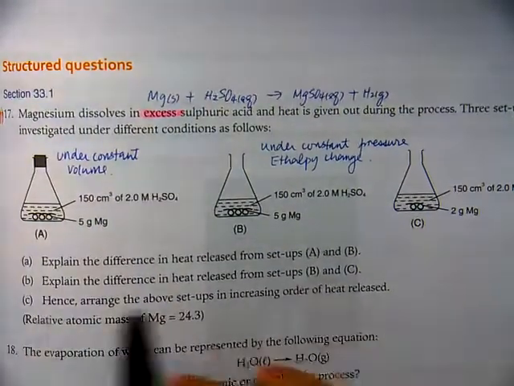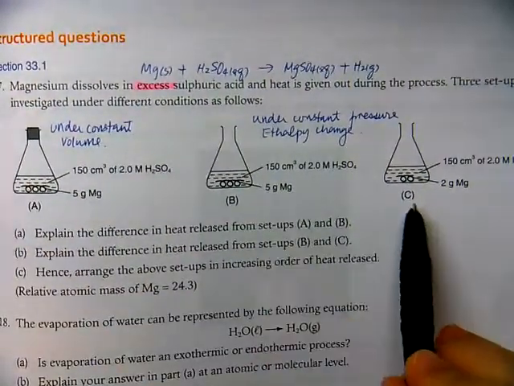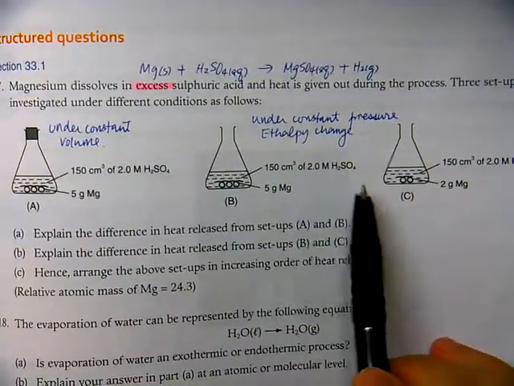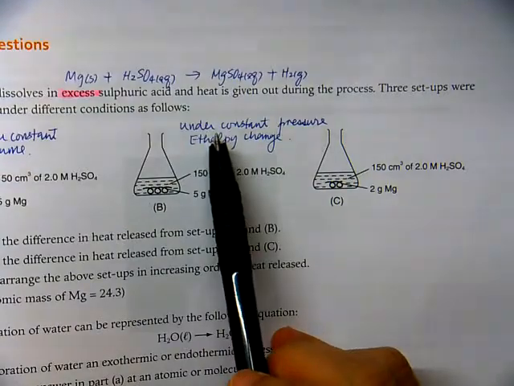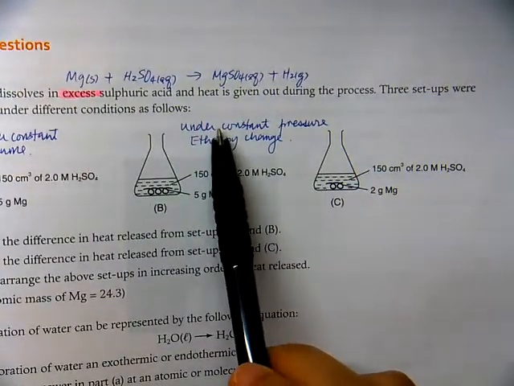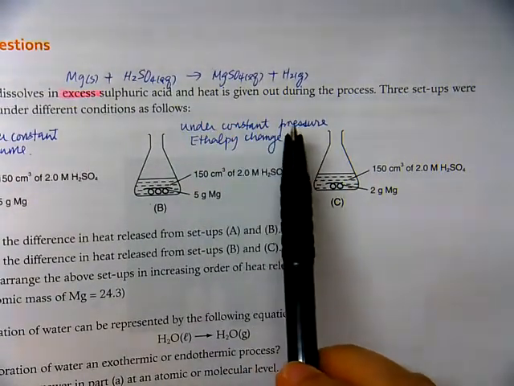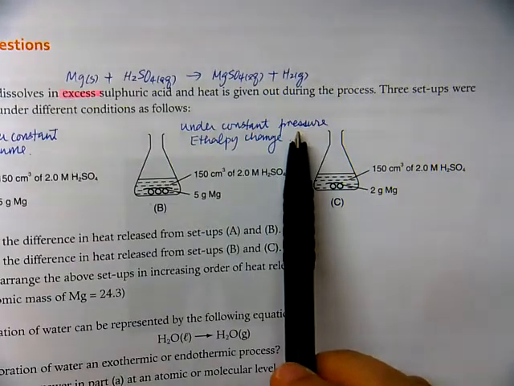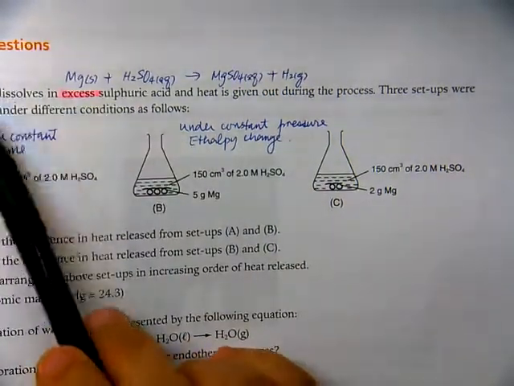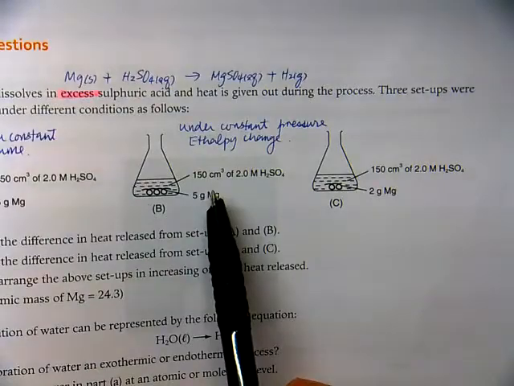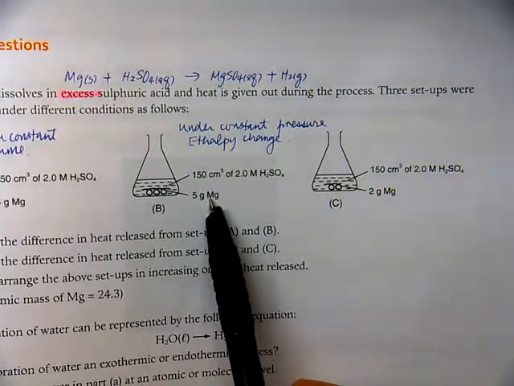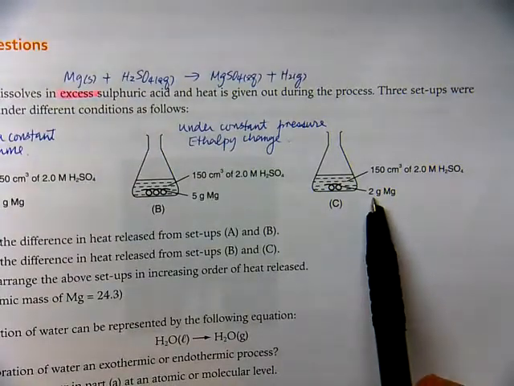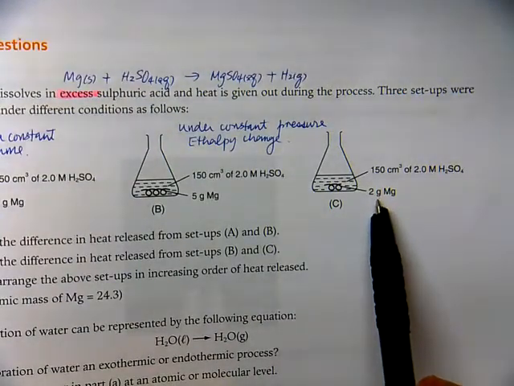Now let's try setup B and C. Both reactions are carried out under constant pressure. Okay? And bear in mind, here the difference is we have 5 grams of magnesium. In this situation, we have only 2 grams.